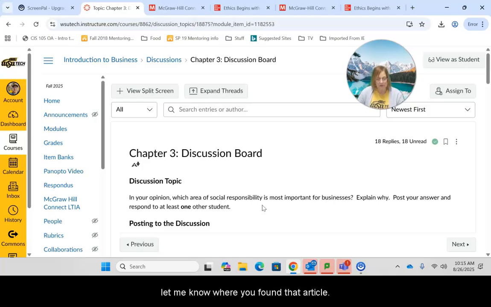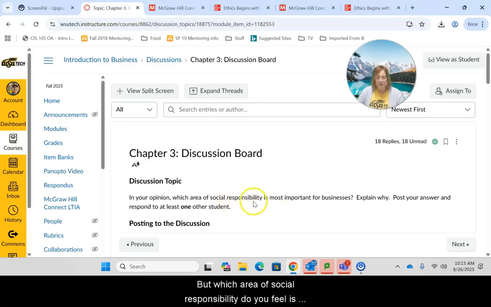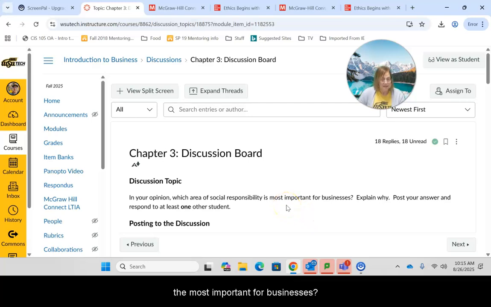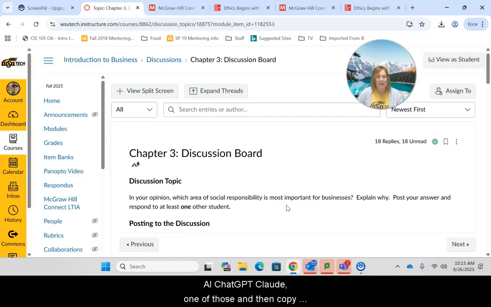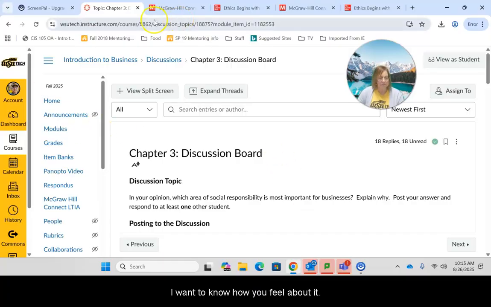Let me know where you found that article. But which area of social responsibility do you feel is the most important for businesses, and why? Again, please don't just post this into artificial intelligence, AI, ChatGPT, Claude, one of those, and then copy and paste. This is your opinion. I want to know how you feel about it.